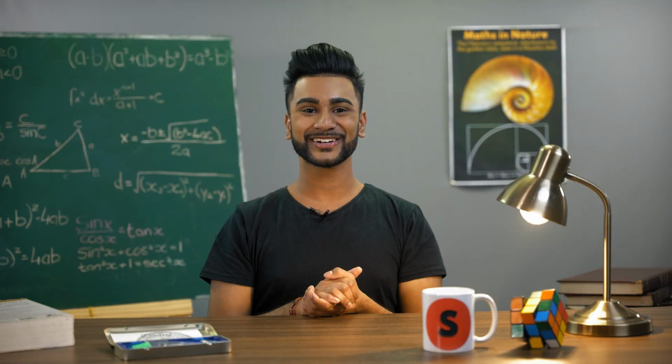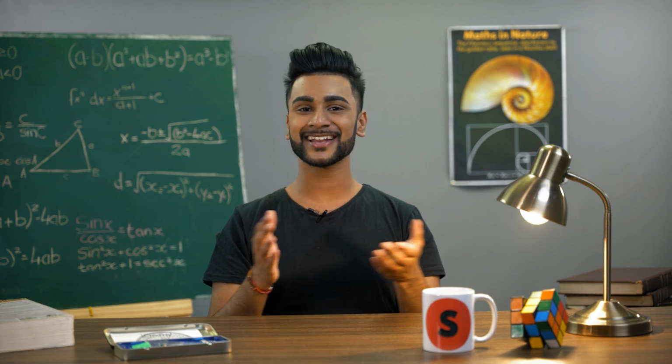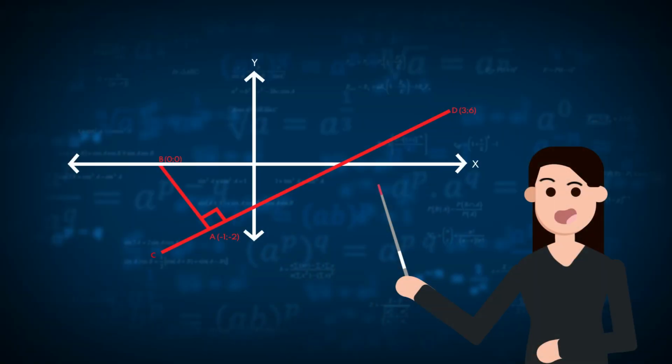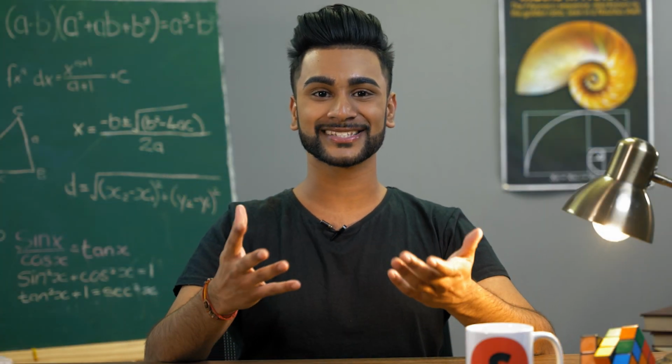Now we know how to calculate the distance, the midpoints, and the angle of inclination. Let's do another example. According to diagram 1 displayed on the screen, A(-1; -2) is the midpoint of line CD with D(3; 6). Note that line BA is perpendicular to CD. Now let's calculate the following together.